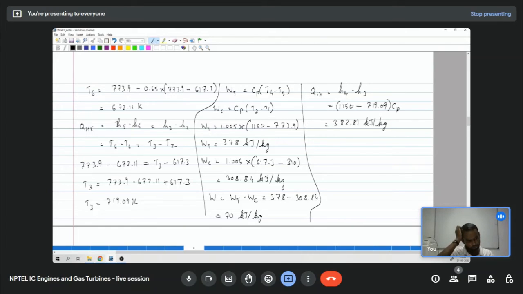And now if you want to calculate the cycle efficiency, which is work output by heat input, which is 70 divided by 382.81. This is 18.3%.